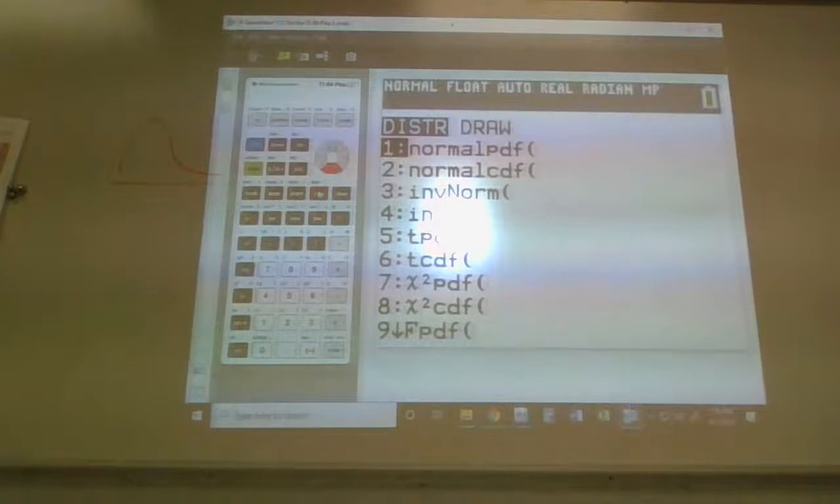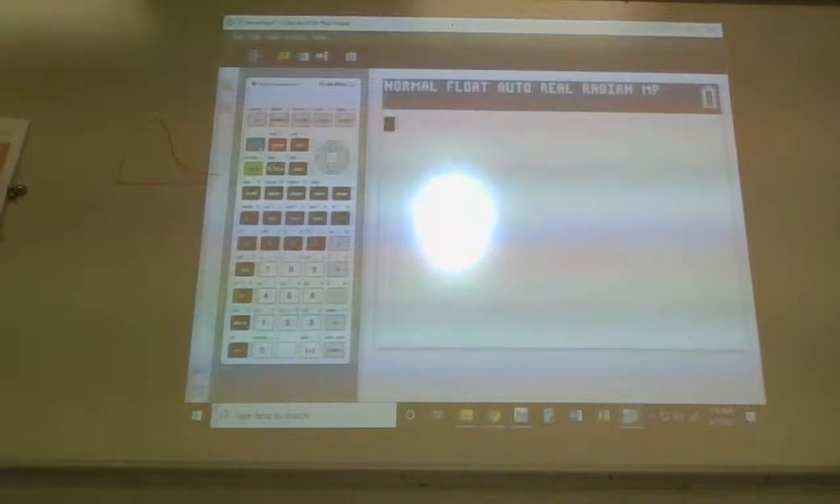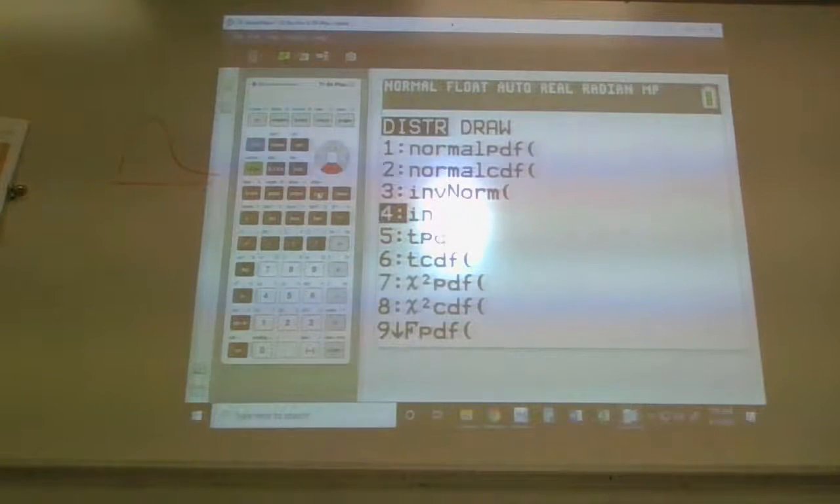Let me look at inverse norm real quick. Inverse norm, you've used this before in order to find the Z star for your confidence intervals, where you would type in the area, the mu, the sigma, and then left, center, right. Typically, I keep it to the left, but again, you can change it, depending on the circumstances. Look what happens when I go to inverse T.